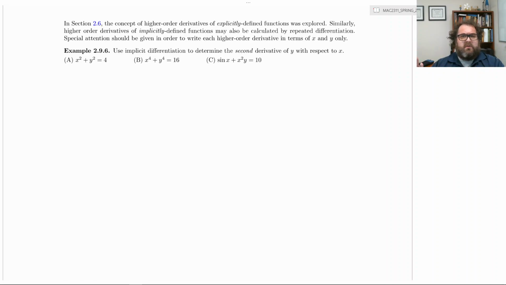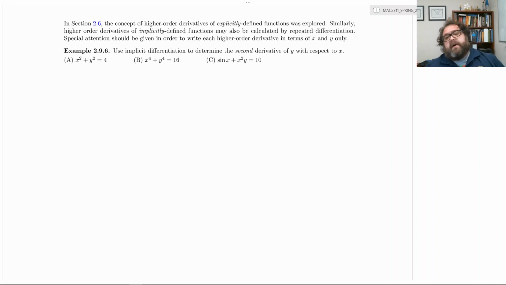Now, I'll be real with you. We're not going to go more than probably the second implicit derivative for purposes of this class, because that will allow us to do everything we need for applications in the next chapter. But there's nothing prohibiting us from finding the third or fourth or fifth, whatever, the nth implicit derivative. But here we're going to do the second implicit derivative of these three examples.